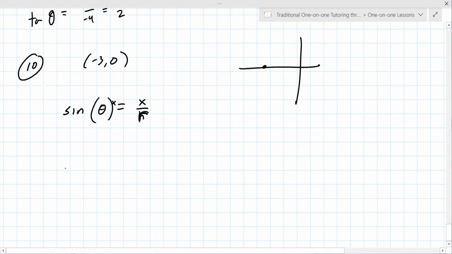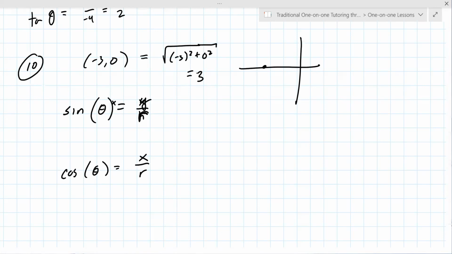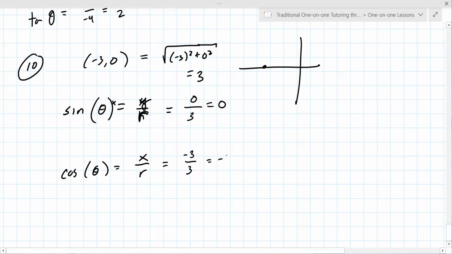Are you doing that at all? Yeah. And cosine theta is, well, actually that's y, is like x over r. That's where your r in this case ends up being the square root of -3 squared plus 0 squared. So your r ends up being 3. So your sine theta is going to be 0 over 3, which is 0. Your cosine theta is -3 over 3, which is -1.